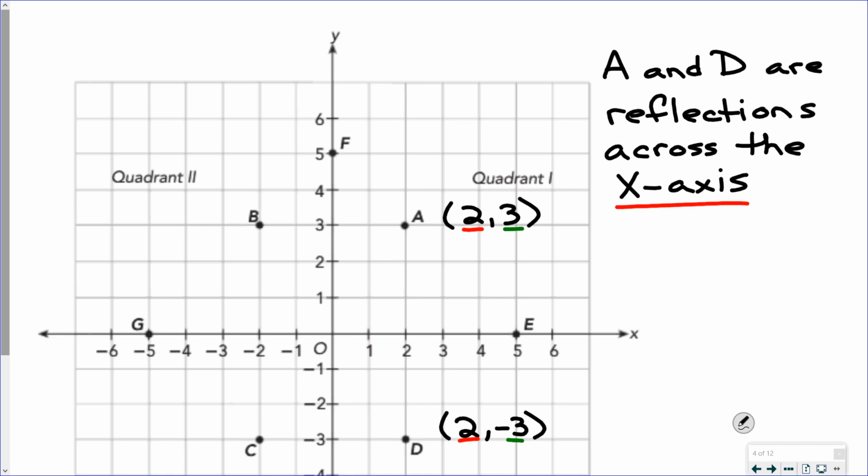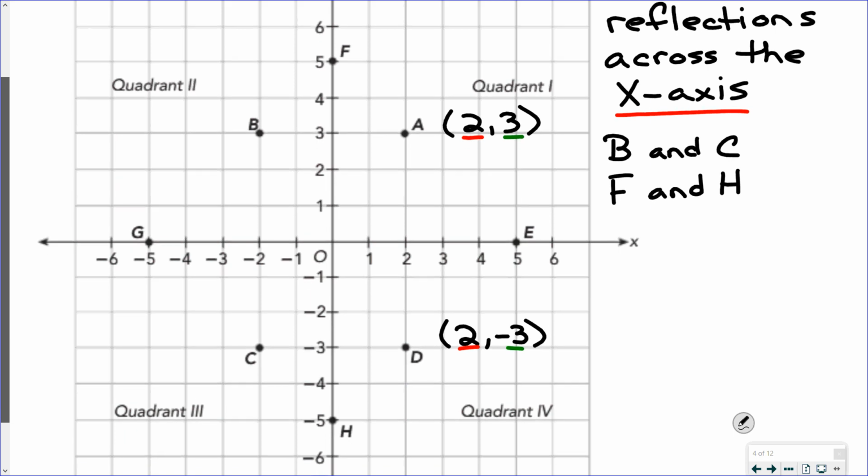So this time, since we're reflecting across the x-axis, it's the x coordinates that stay the same and the y coordinates that'll be opposite. So if we look at our other pairs of reflections, let's see if that holds true. Another pair that's reflected across the x-axis are B and C. Well, B's ordered pair is negative 2, 3. C's ordered pair is negative 2, negative 3. So their x coordinates are both negative 2, and their y coordinates are opposites. And the final pair is F and H. And if you remember, H is all the way down at the bottom. So let's scroll down so we can see H. The ordered pair for F is 0, 5. Ordered pair for H is 0, negative 5. X coordinates are the same. Y coordinates are opposites.